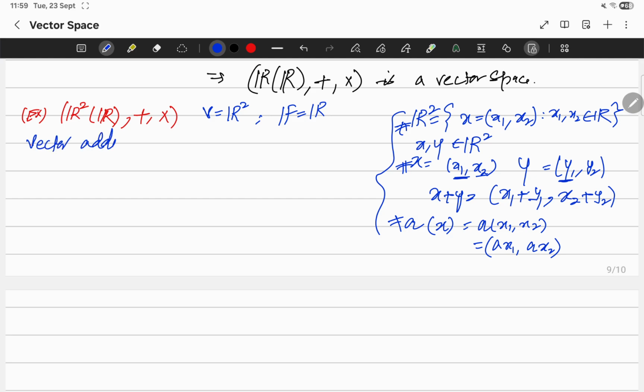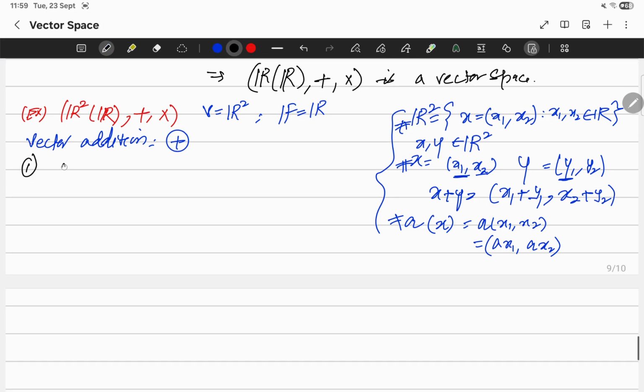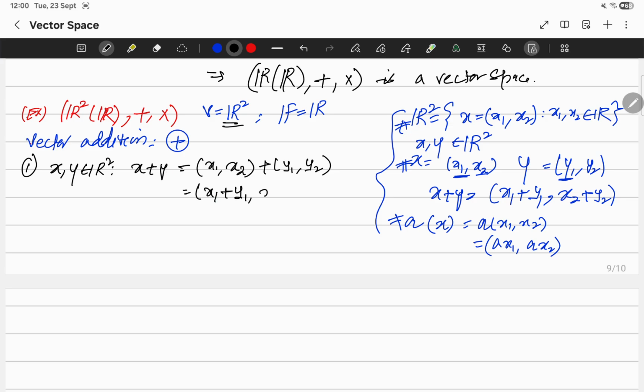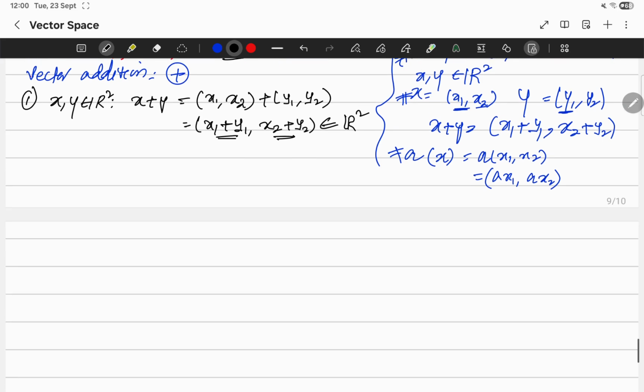Vector addition properties. The first is internal composition, where we use the first operation, plus. Take the two vectors from V, which is R2, so x and y are in R2. Now x plus y means x1, x2 plus y1, y2, because x is x1, x2 and y is y1, y2. You will get x1 plus y1, x2 plus y2. You can check it is again in R2 because you are getting two coordinates.